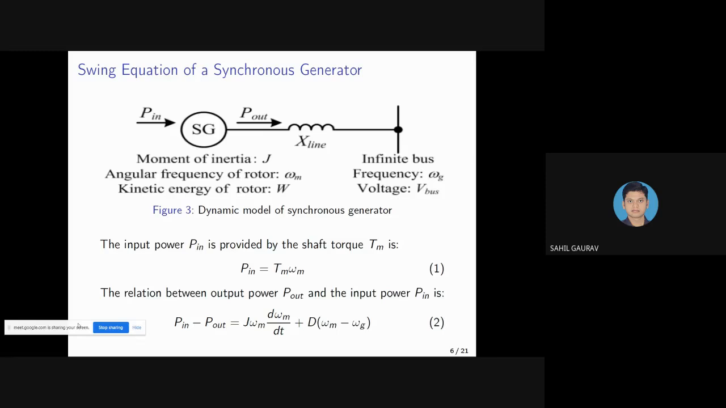From the figure, the relation between output power P_out and input power P_in can be written as P_in minus P_out equals J omega_m d omega_m by dt plus D times (omega_m minus omega_g). This equation number 2 is called the swing equation of a traditional synchronous generator, where omega_g is the angular frequency of the bus, J is the angular momentum of the turbine generator or moment of system inertia, and D is the damping factor of the damping power introduced by the damper winding, which depends on the power angle delta and the synchronous generator impedance parameters.